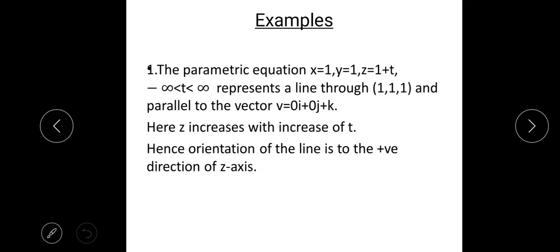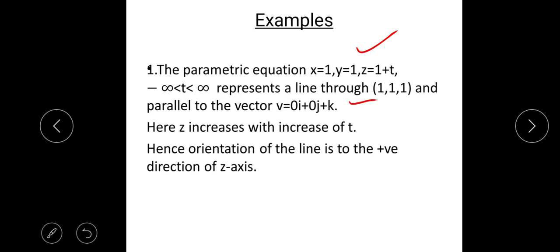Now moving on to examples. The first example, the parametric equation x is equal to 1, y is equal to 1, z is equal to 1 plus t, where minus infinity less than t less than infinity represents a line through the point 1, 1, 1 and parallel to the vector v is equal to 0i plus 0j plus k. See how we are getting this result.